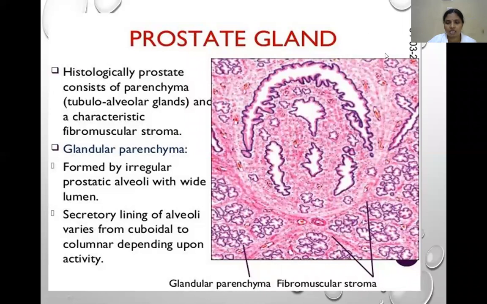And this is the structure of the prostate. See what type of organ it is. Fibromusculoglandular organ. The fibrous stroma, you see, this is the fibrous stroma. Most of the gland is occupied by the fibrous stroma, and see the glands. These are the prostatic glands. The individual cells lining the alveoli vary from cuboidal to columnar, depending on the secretory activity.